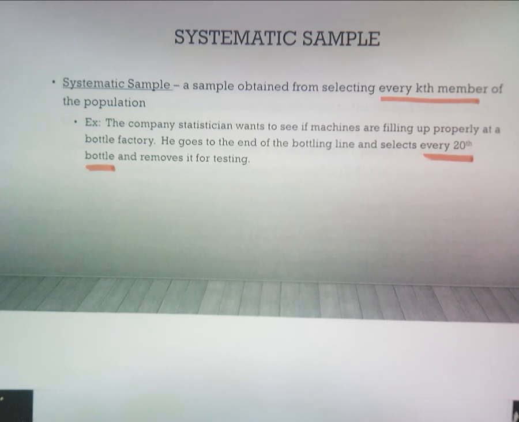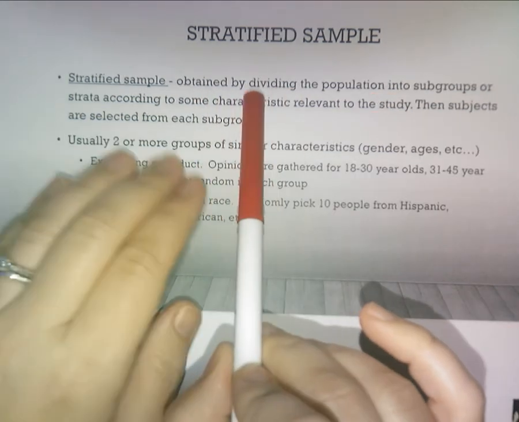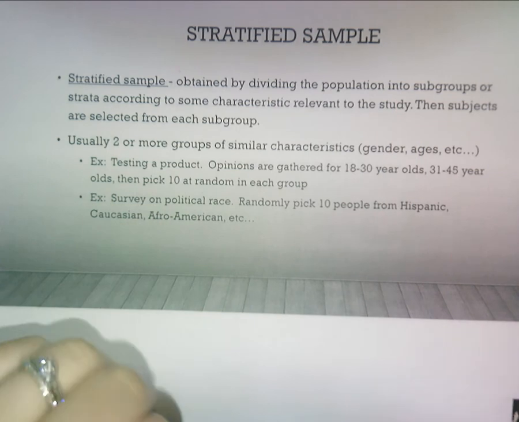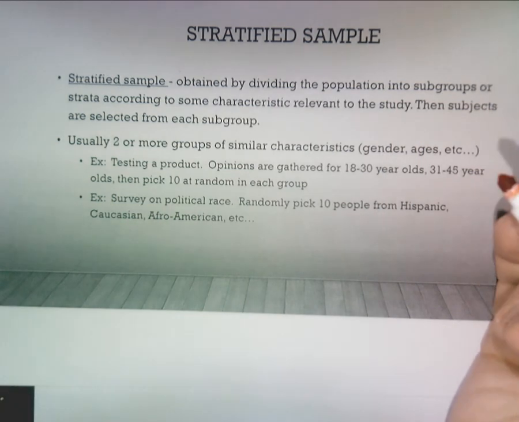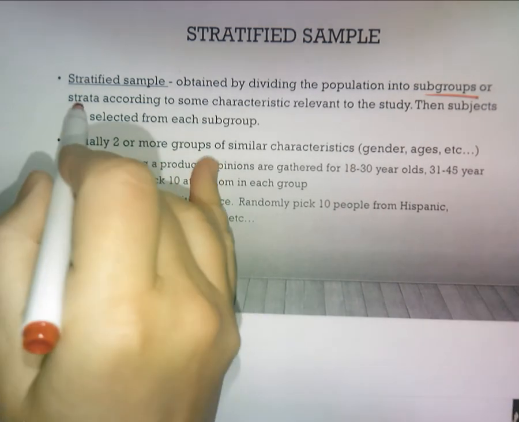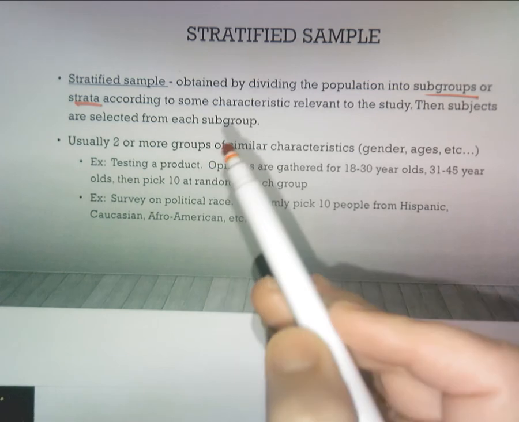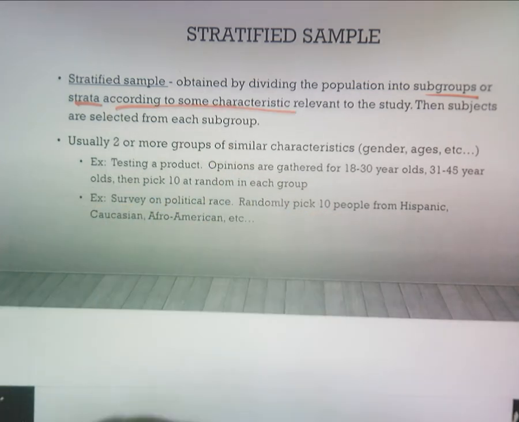Look for that phrase. For a stratified sample, the sample is obtained by dividing the population into subgroups or strata according to some characteristic that's relevant to the study. Then the subjects are selected from each subgroup.